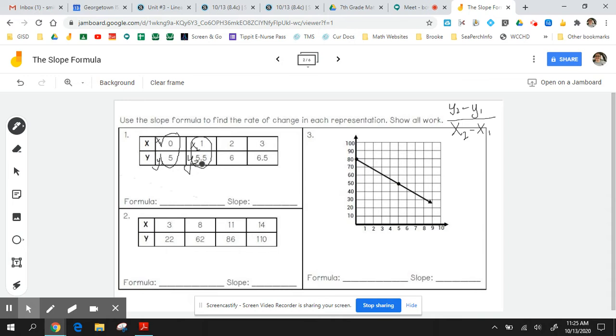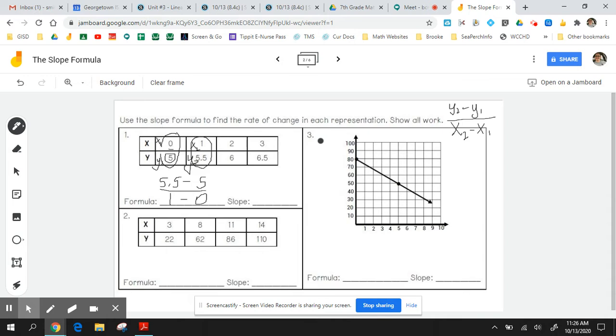So I'm going to take y2, which is 5.5, and I'm going to subtract y1, which is 5. All right, now I'm in the right order here. Okay, so now x2 is 1, and x1 is 0. So now that I have it set up correctly, because setting it up is probably the hardest part, and you're going to make mistakes just like I did. And that's okay, because we can fix them, and we learn from them.